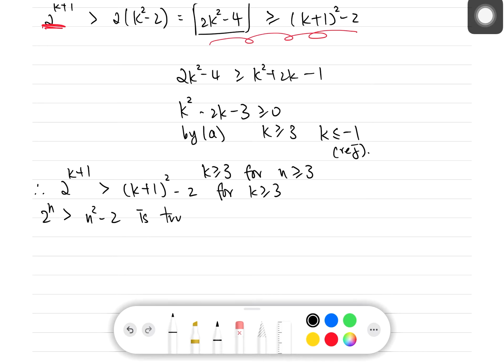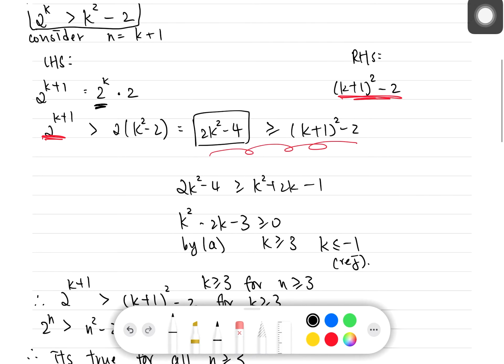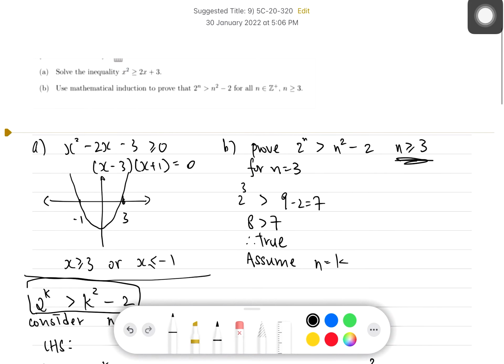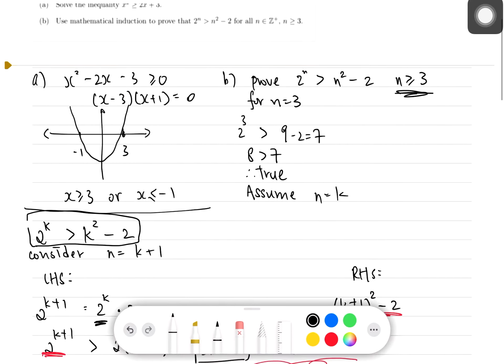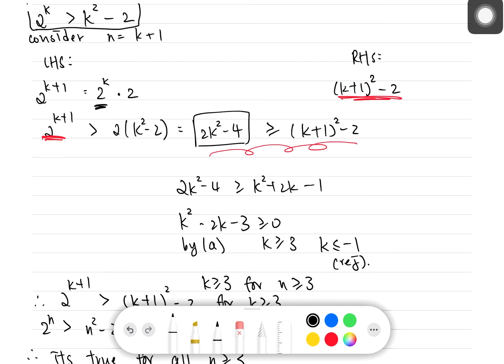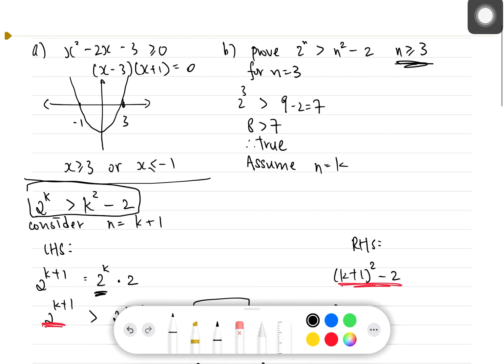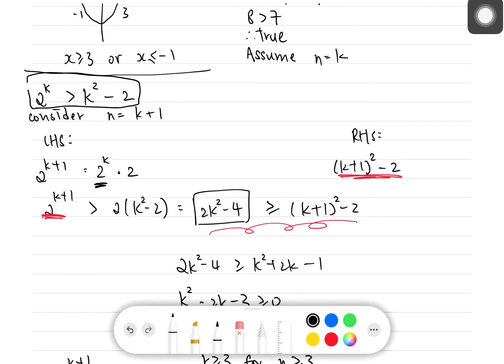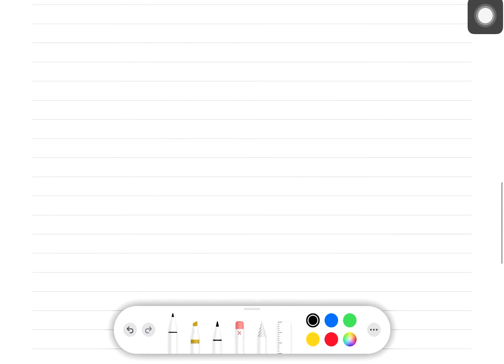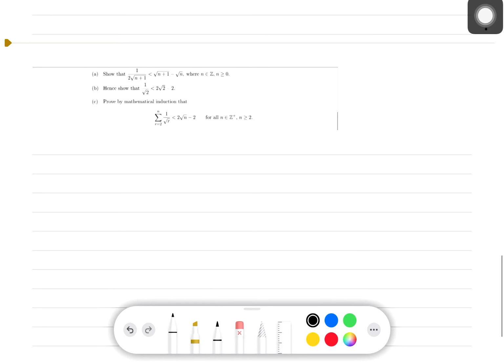This shows that the statement is true for k plus 1. Therefore, it's true for all n greater than or equal to 3. So as you can see, when we're dealing with mathematical induction with inequality signs, what we do is set up the left-hand side and the right-hand side, modify the left-hand side using previous solutions, and then show that the modified left-hand side is greater than the right-hand side, as we could see here. Now for our second question, this is even more difficult.